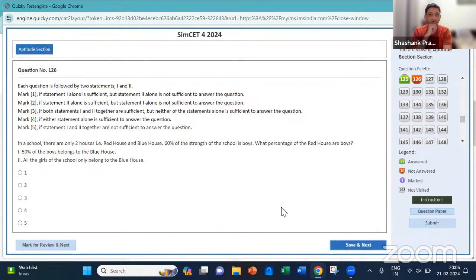Okay, two houses, red house, blue house. 60% is boys, red house, blue house, right? Gryffindor and Hufflepuff. Or Ravenclaw. Not sure. Okay. 60% is boys. What percentage of the red house are boys? 60% is boys. Okay. 50% of the boys belong to the blue house. All the girls only belong to the blue house.